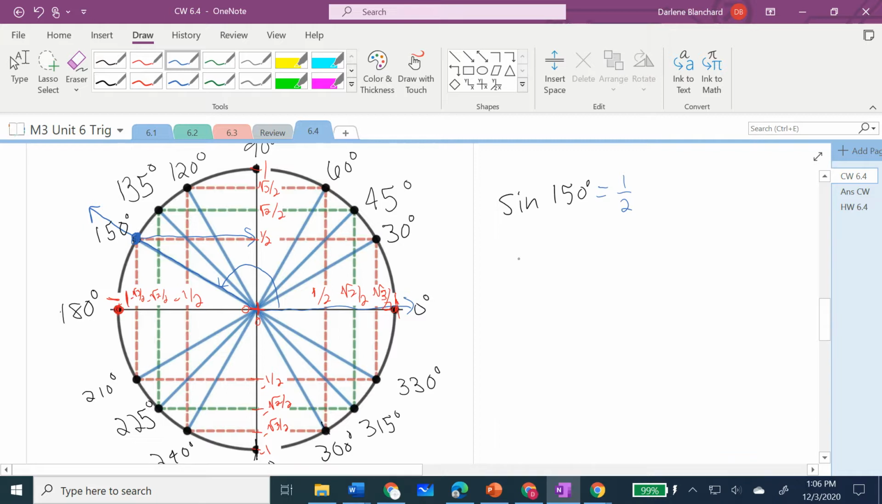If I asked you for the cosine of 150 degrees, what would be your answer? If you know what you're doing, you can tell me the answer. What is the cosine of 150? Good. Then what is the sine of 270 degrees?